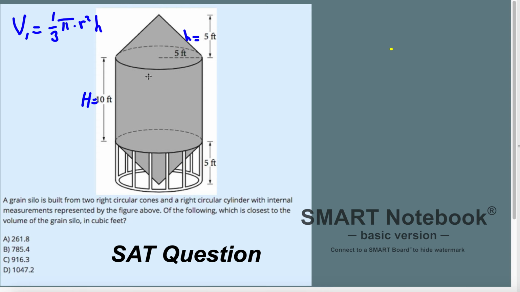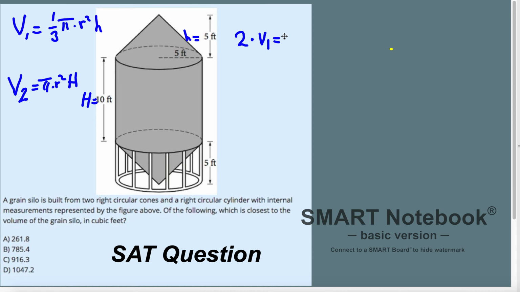And now we need the formula for the volume of the cylinder. Let me denote this with V2. So V2 is equal to pi times r squared times big H, this height here. Now let me find the volume for the circular cone. But we have two cones, one here and one here. So let's find for two cones.